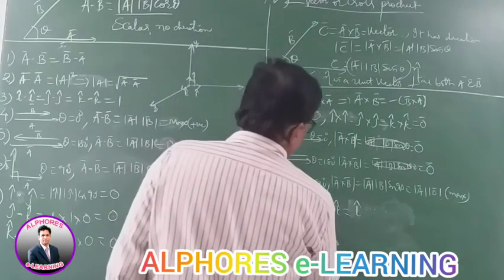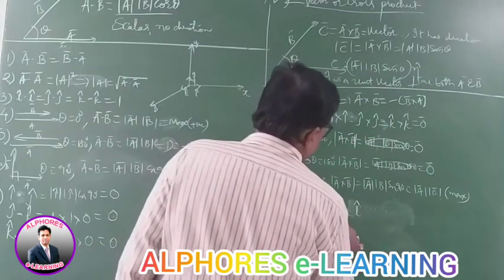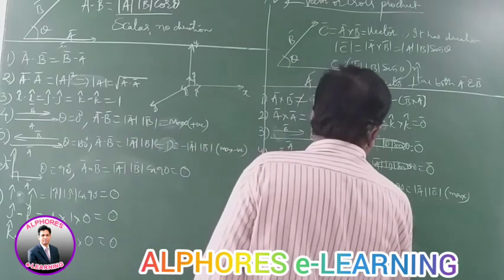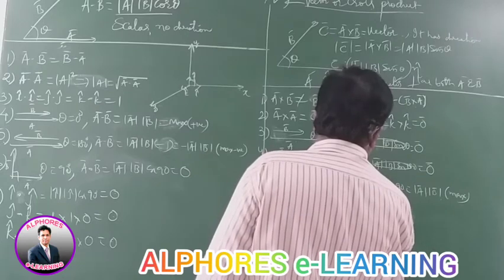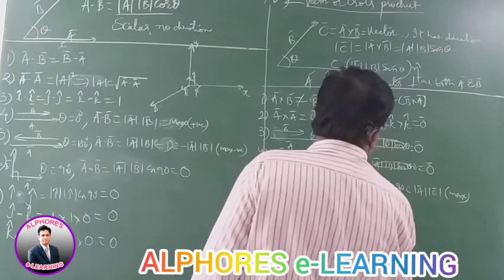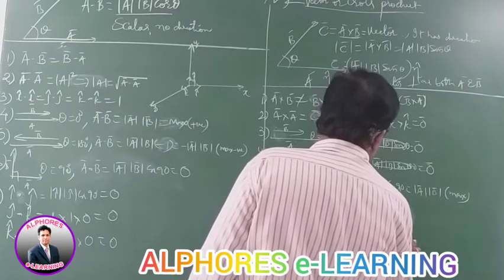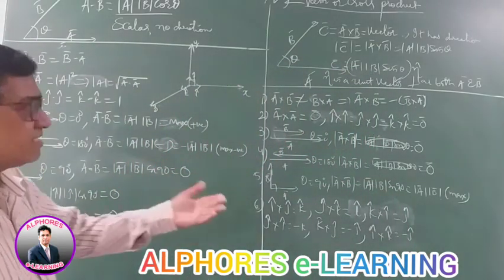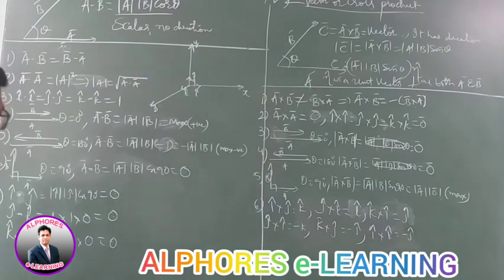Well, k cross j, it's minus n, obviously. Similarly, k cross i, you will get it as j. Well, i cross k, you will get it as minus j. So this way, we are comparing the things in both cases, right?